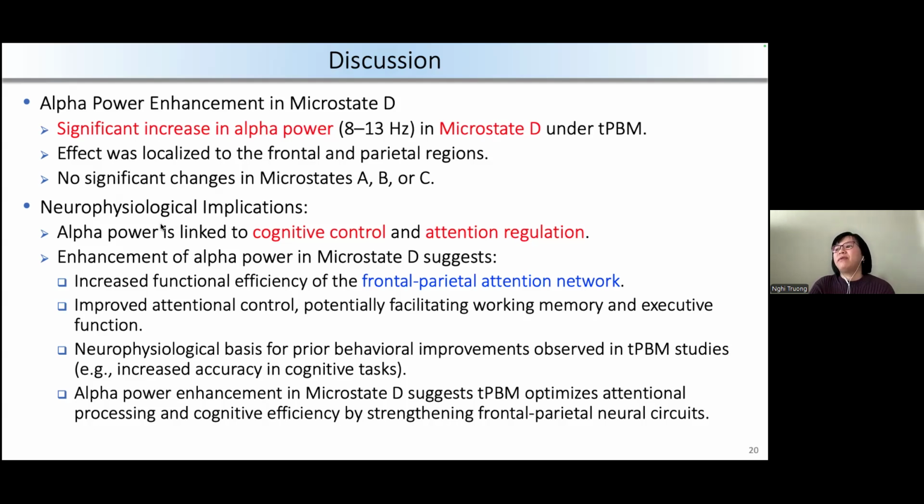Neurophysiological bases for behavioral improvement are also observed in tPBM studies, for example, increased accuracy of cognitive tasks, and this also supports our finding of the significant increase in alpha band power. The alpha band power enhancement in microstate D also suggests that tPBM optimizes attentional processing and cognitive efficiency by strengthening frontal-parietal neural circuits.